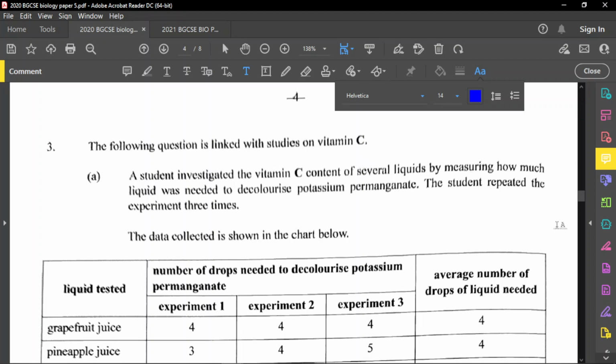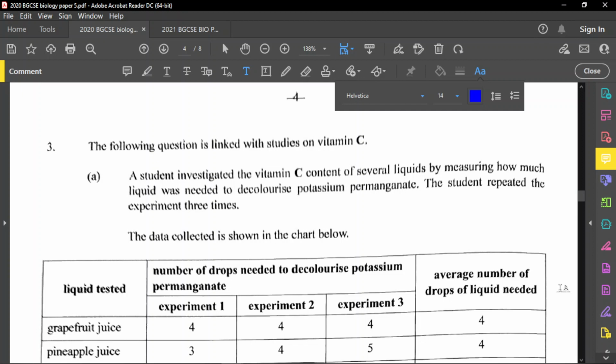What I want to point out here is there is more than one way to test for vitamin C content in a liquid. This is a basic one because vitamin C is acidic, and potassium permanganate decolorizes in acid. So more drops means that the acid is weaker or less. Few drops mean that you have a lot of acid. In the juice, if you have a lot of acid, then you have few drops. If a liquid contains little to no acid, then it requires many more drops.